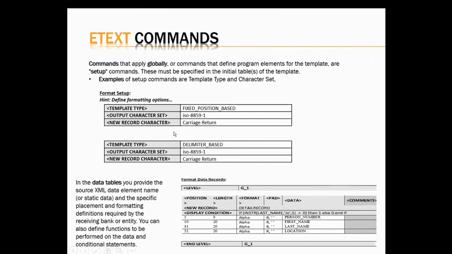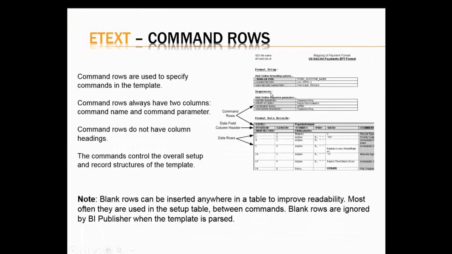So we have several commands. This is one example. If you see here, these are commands we are giving at the global level, and there are other commands we are giving at the table level. Command rows are used to specify commands in the templates, and command rows always have two columns. As I said, it has two values: one is the command name, the other one is the command parameter.